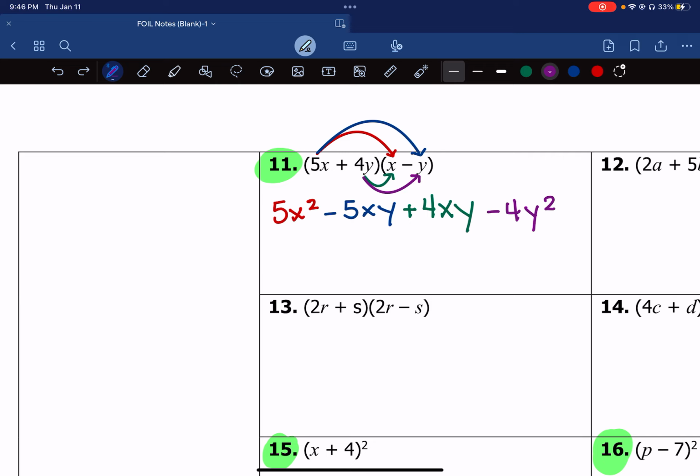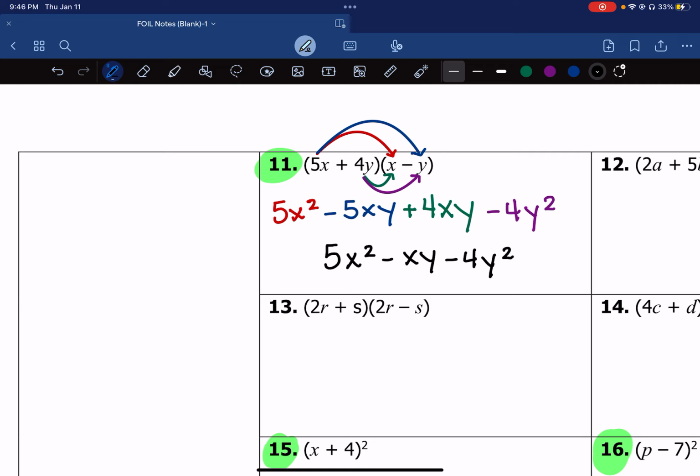Now, 5x squared, I don't see any other x squareds on here, so we're just going to leave that as is. We're going to copy that down exactly, all right? Minus 5xy plus 4xy, that's going to be minus xy, all right? And then we're also going to subtract 4y squared.